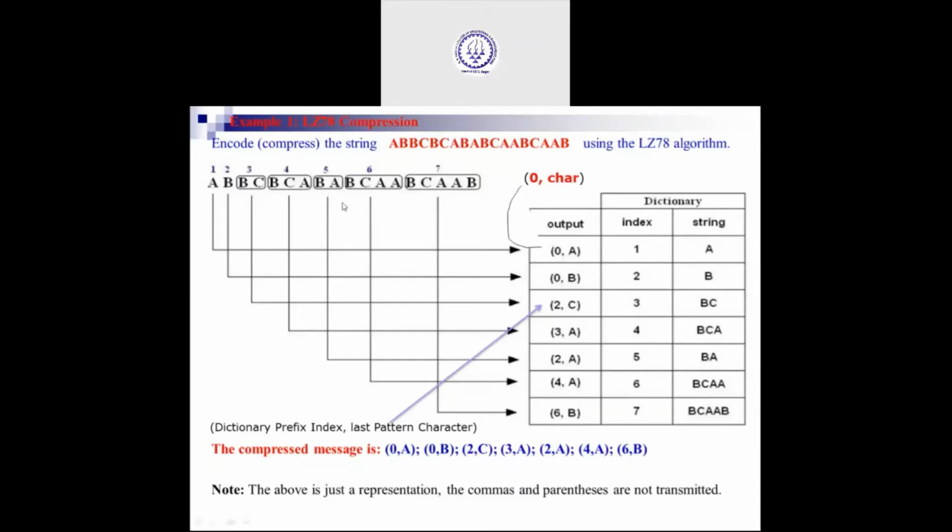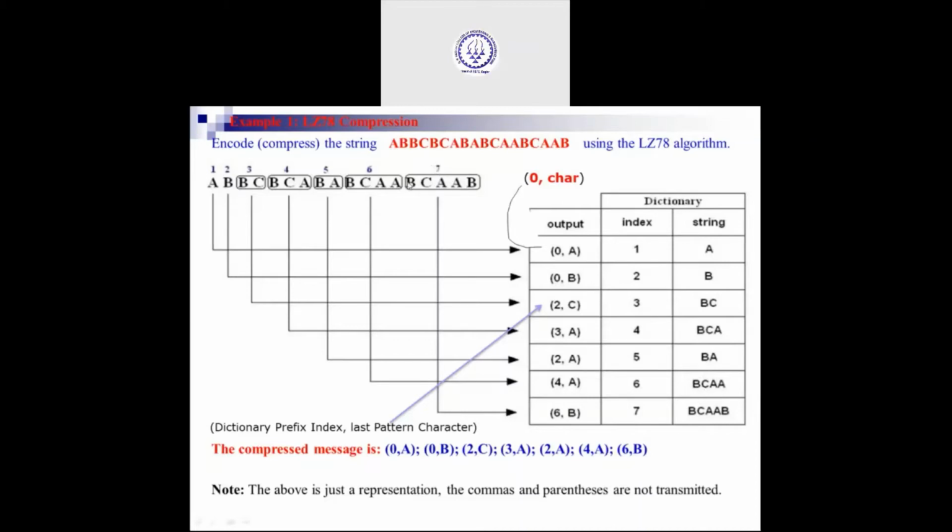Then once again, for the rest of the data, B is already present, BC is already present, BCA is also already present. What I have to take is BCAA. A is my innovative bit, and I'm going to get the sixth string for this particular sequence. So that we have recorded in the table as the sixth string in the dictionary, BCAA.